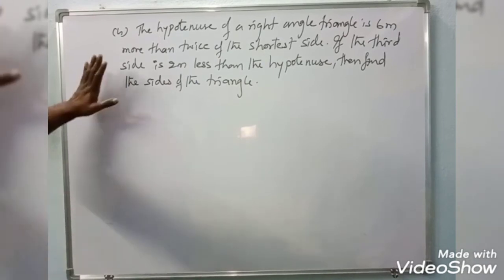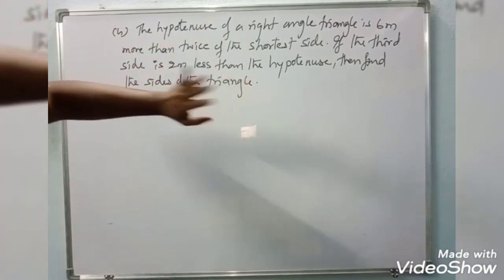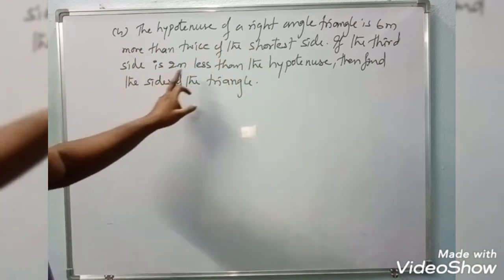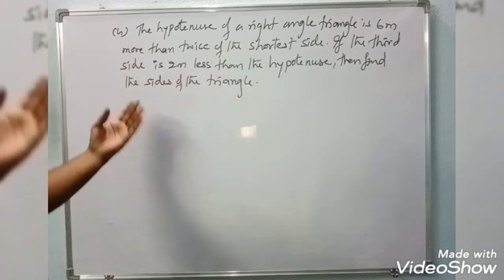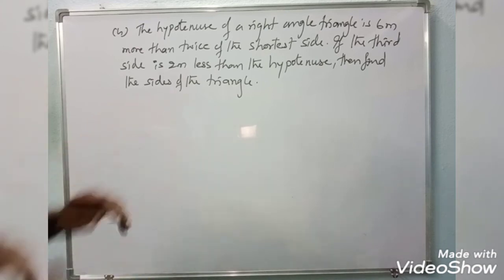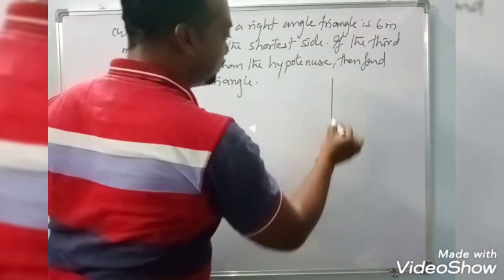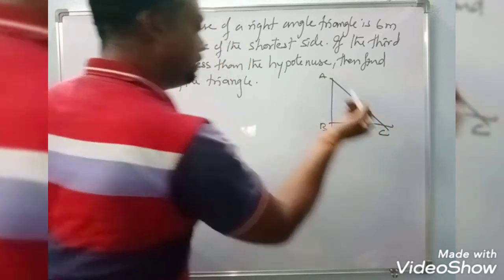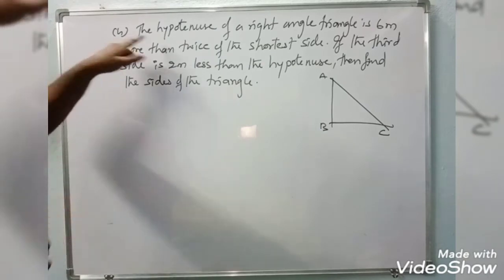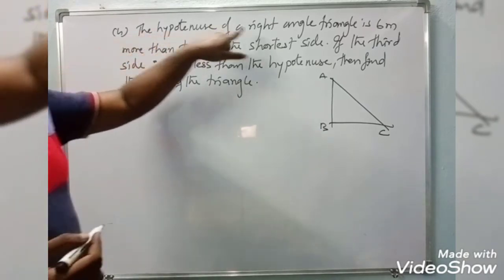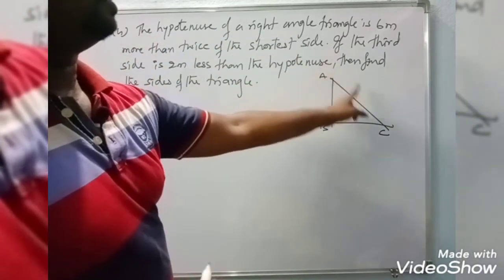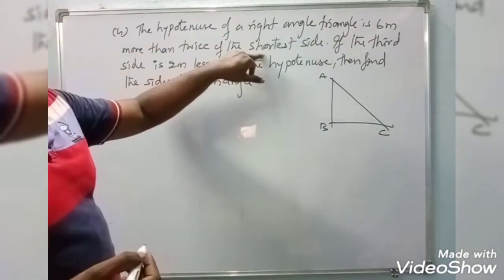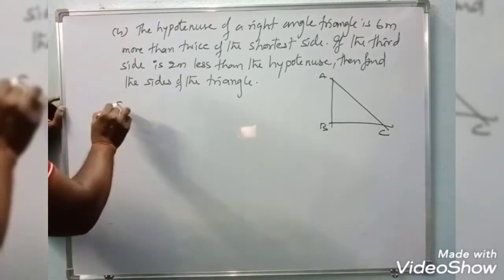Okay, so next question is, the hypotenuse of a right angle triangle is 6 meter more than twice the shortest side. If the third side is 2 meter less than the hypotenuse, then find the sides of the triangle. Now if I draw the right angle triangle, we don't know what the sides of the triangle are, we are just assuming this as ABC, where B is the right angle. As per the problem, the hypotenuse of the right angle triangle, this side, is 6 meter more than twice the shortest side. So we don't know what the shortest side is here, right?